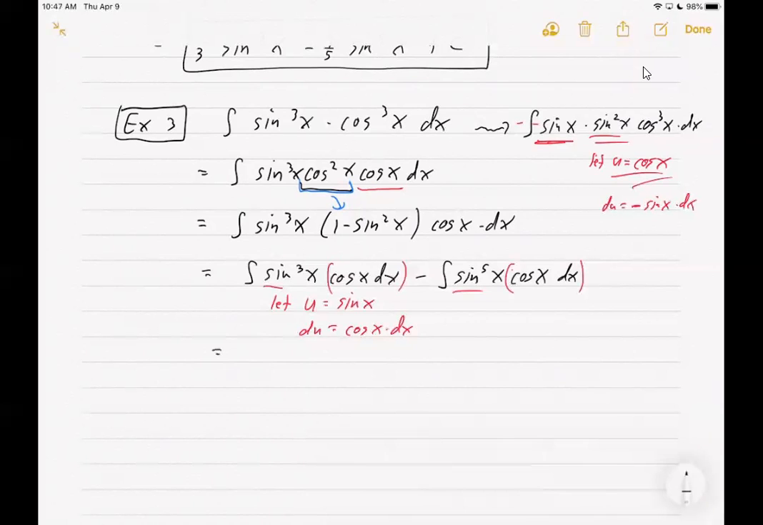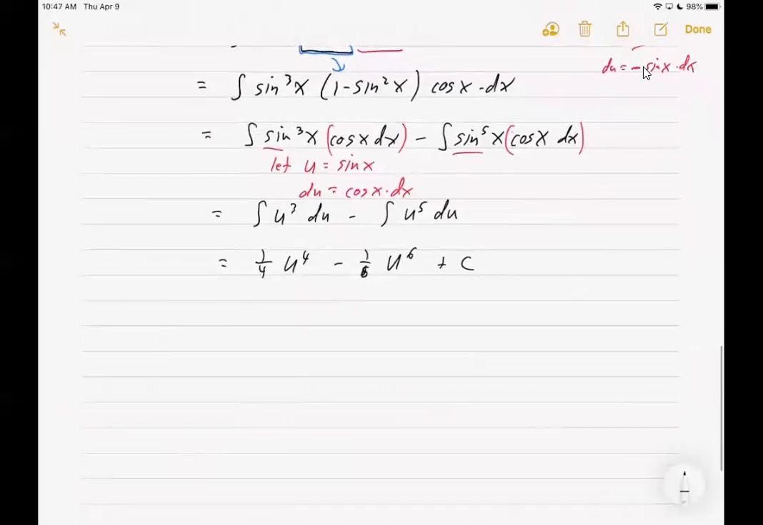All right, so this is equal to the integral of u cubed du minus the integral of u to the 5th du. Antiderivatives, just 1/4 u to the 4th minus 1/6 u to the 6th plus c. Raise those powers by 1. Then just rewrite it: 1/4 sine to the 4th of x minus 1/6 sine to the 6th of x plus c.